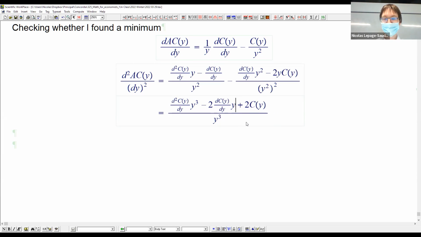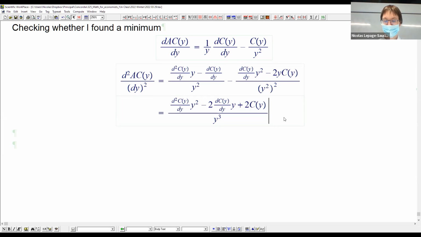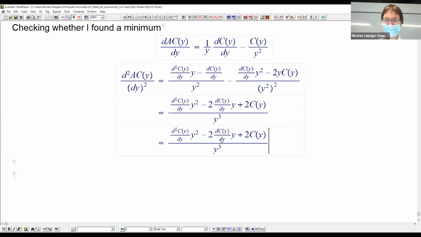I didn't plan on doing something as messy as this. So can I say something about this? So I have a 2 there. Oh yeah, I know what I can say. I have 2, so that's 2 times this expression there.